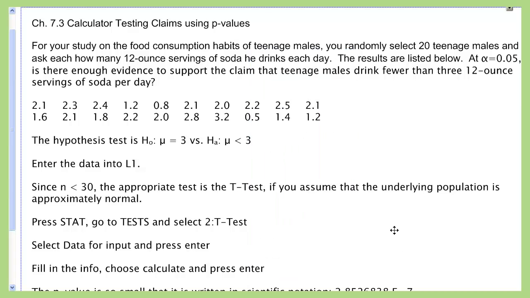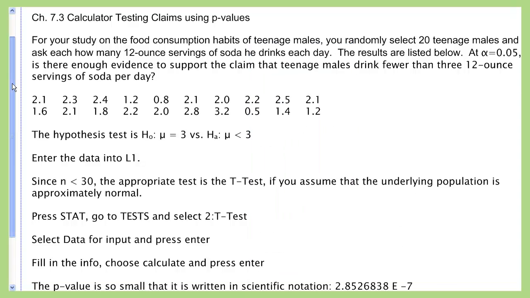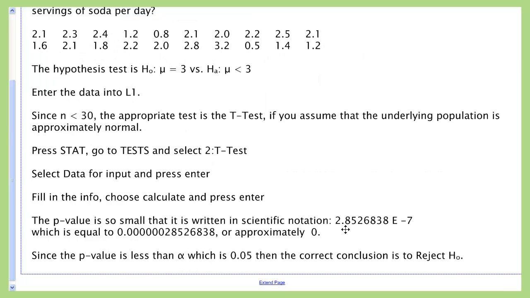And remember, in scientific notation, you move the decimal 7 places. If it's negative, you move towards the negative numbers. You'll move that decimal 7 places, so you have 6 zeros and a 2, and that is very, very close to 0. So the p-value is less than alpha, which was 0.05, so I reject the null hypothesis.